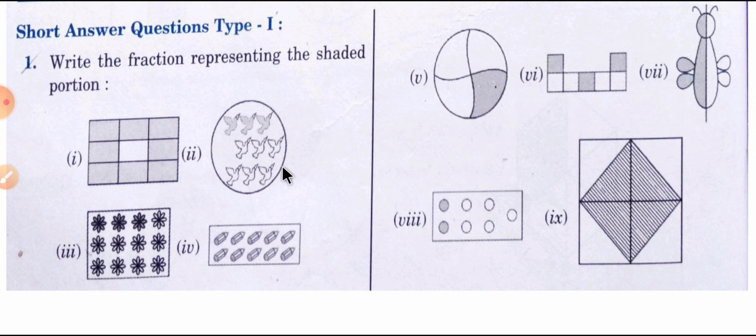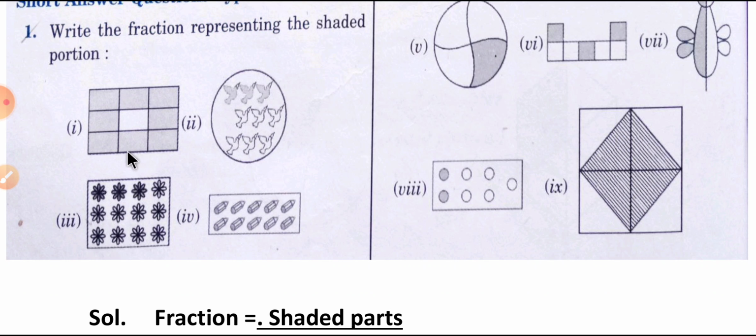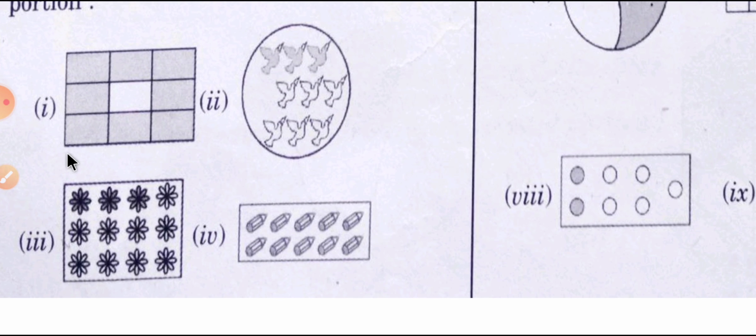Here you can see total 9 questions are given and you have to write the fraction of shaded portion. So first one, in this figure, first you have to count the total parts. How many parts are given? 1, 2, 3, 4, 5, 6, 7, 8, 9. And you have to write the fraction which is representing the shaded part. So how many parts are shaded here? Total 8 parts. 1, 2, 3, 4, 5, 6, 7, 8.